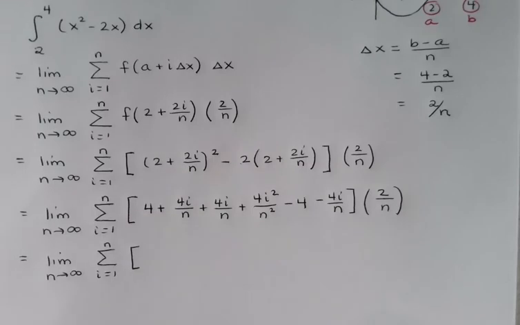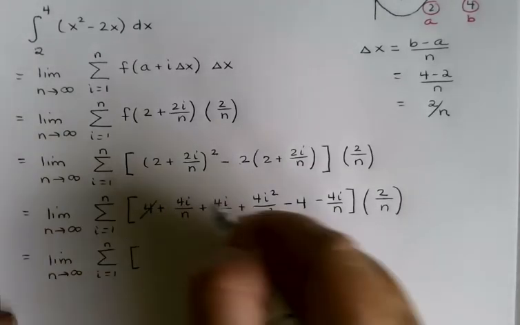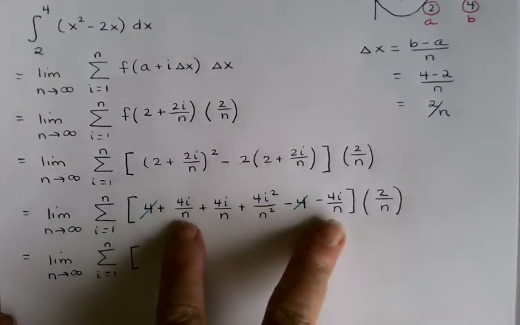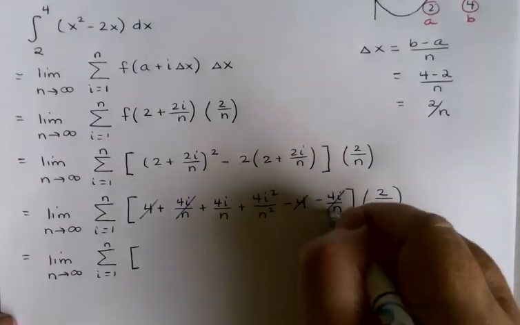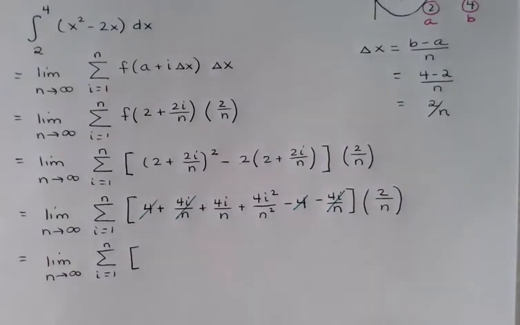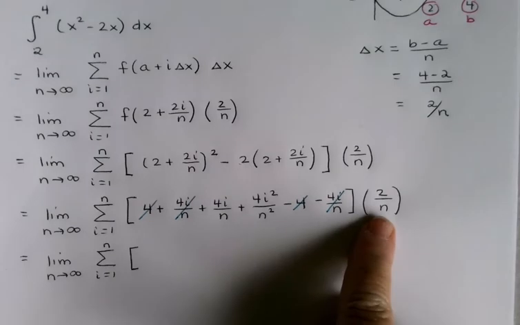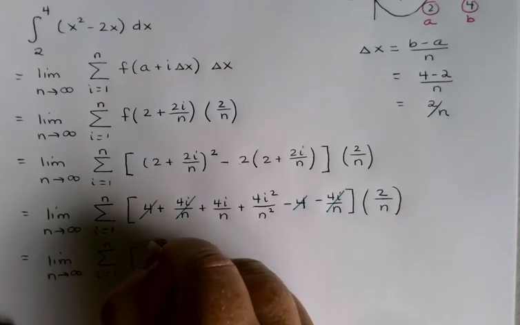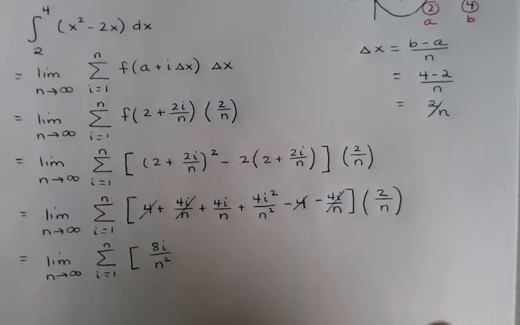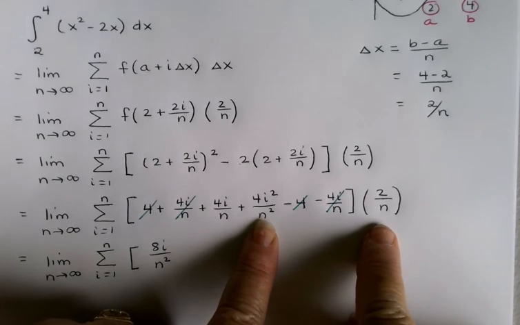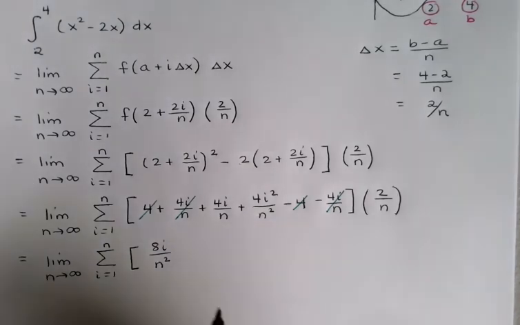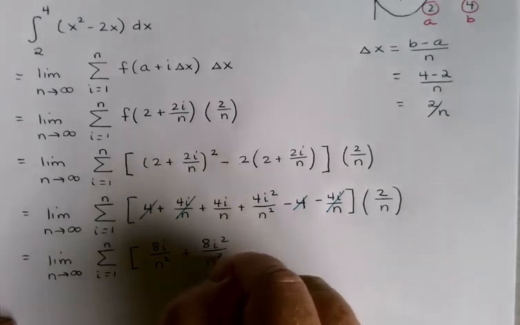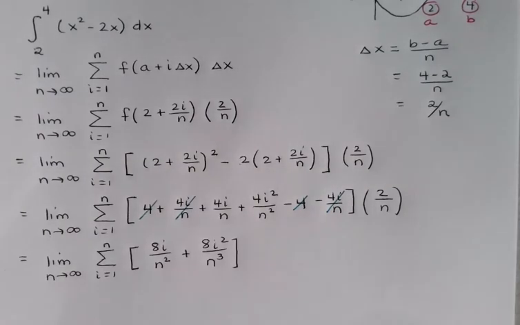All right, let's see if anything good happened, hopefully. Looks like we can subtract off those 4's, or they get rid of each other, I should say, and then one of the 4i over n's goes away as well. And so if I now distribute, I would have 8i over n squared and a positive 8i squared over n cubed. So it looked pretty bad for a while, but it simplified rather nicely.